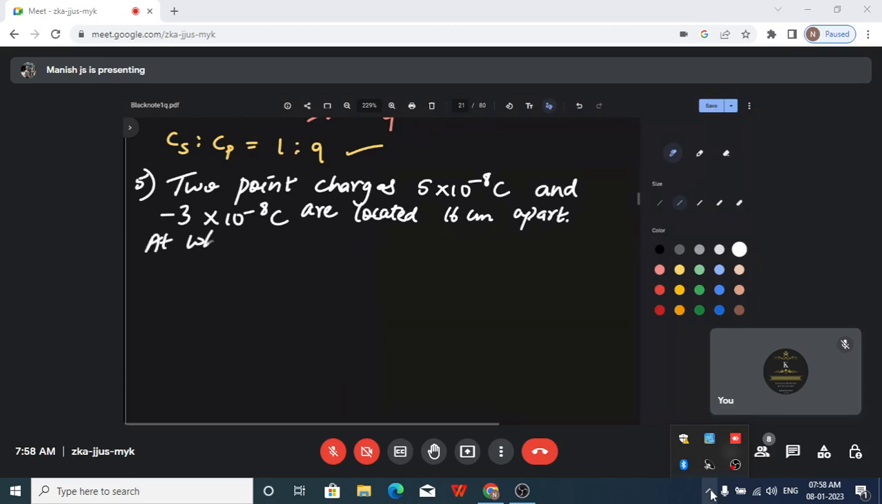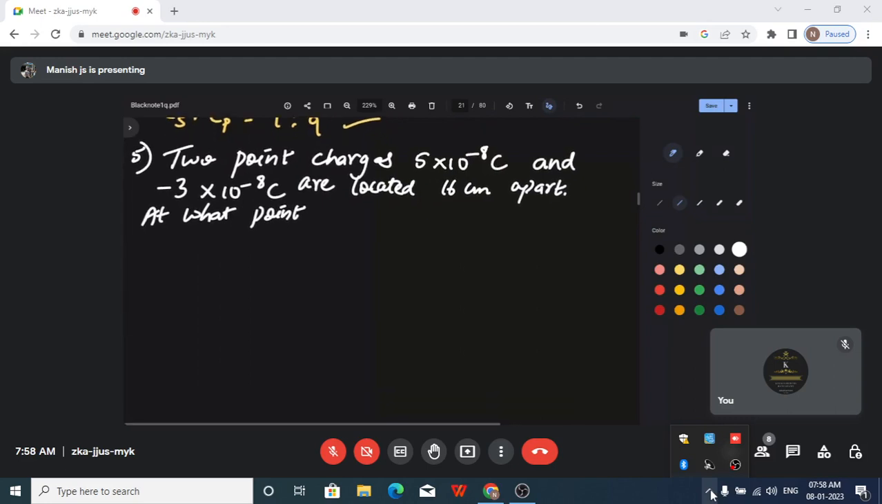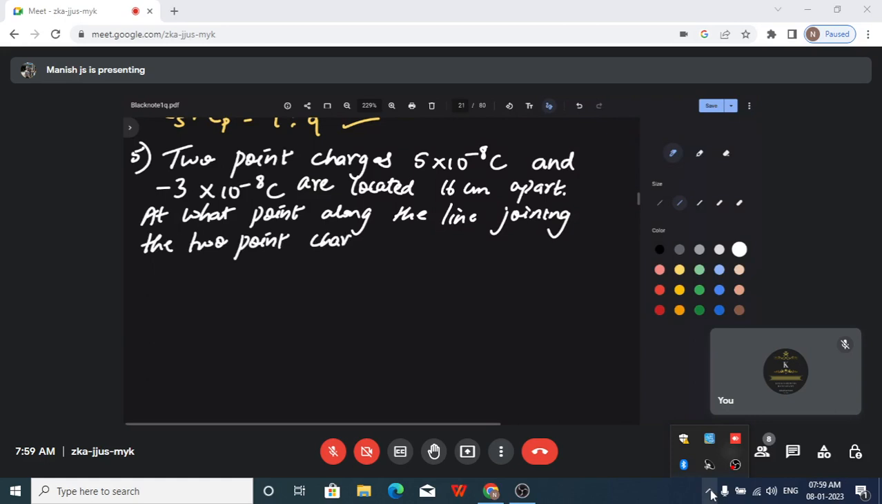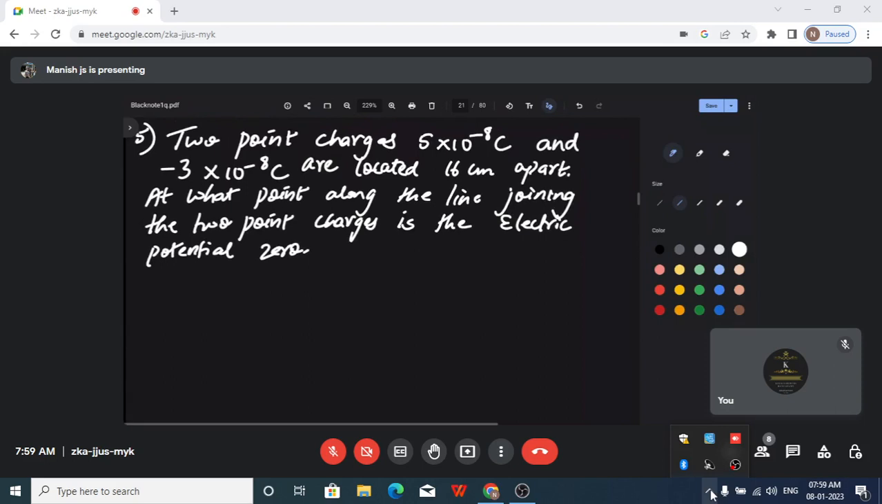At what point along the line joining the two point charges is the electric potential zero?